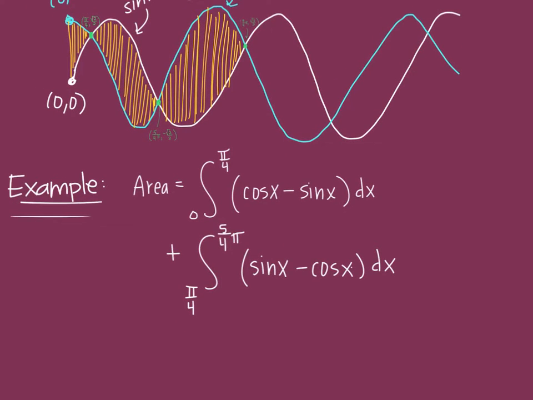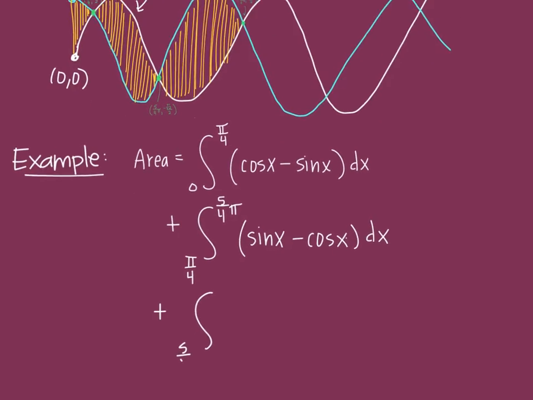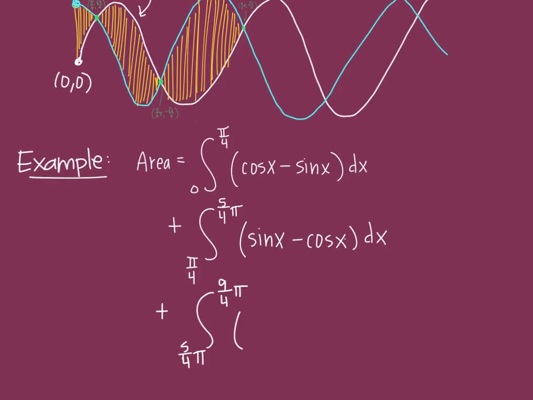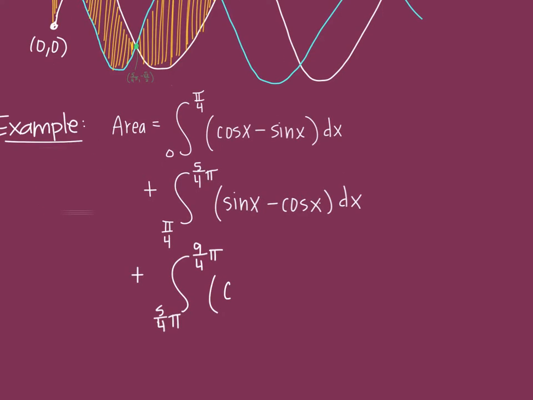And the largest section of all would be the final section. And that's going from 5/4 pi and ending at 9/4 pi. And in that section, cosine again has taken over as the higher function. And so then you'll work through each antiderivative and each set of bounds and add up the values to have your final amount.